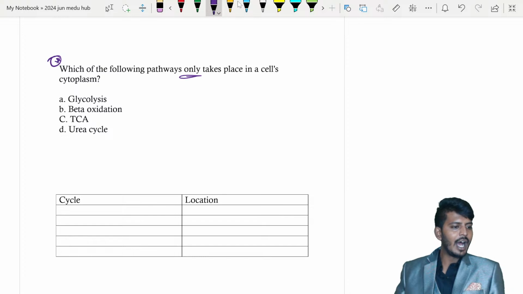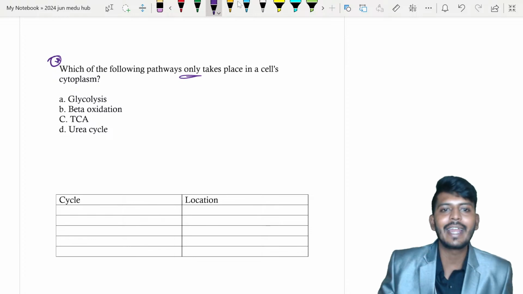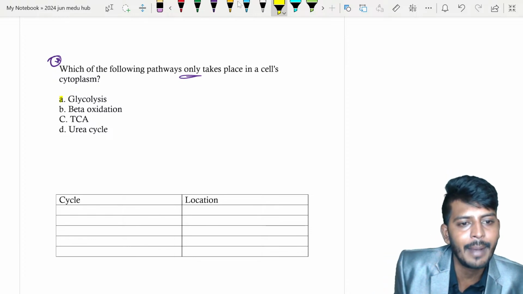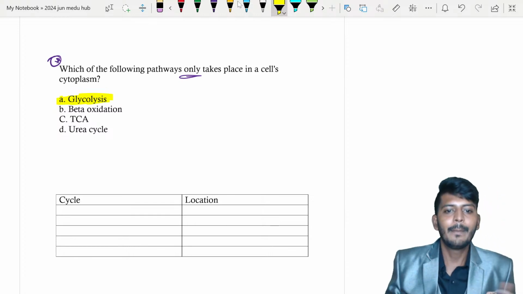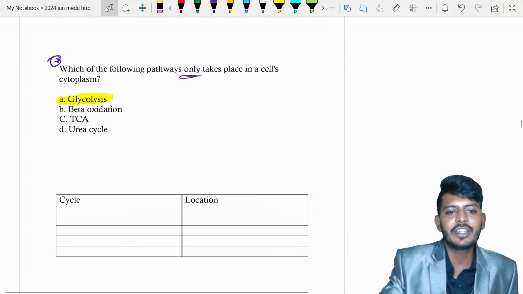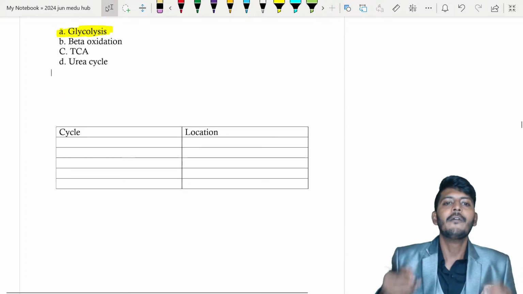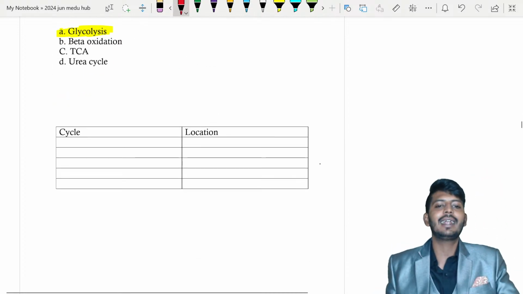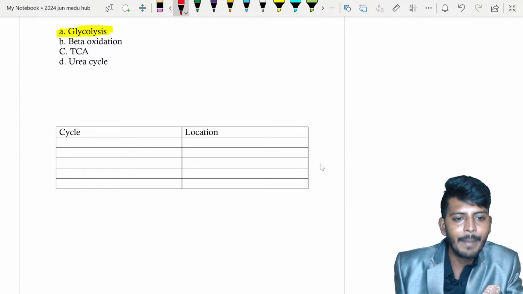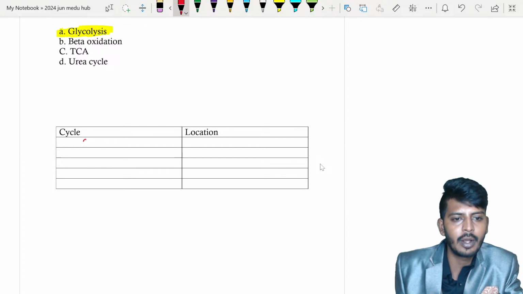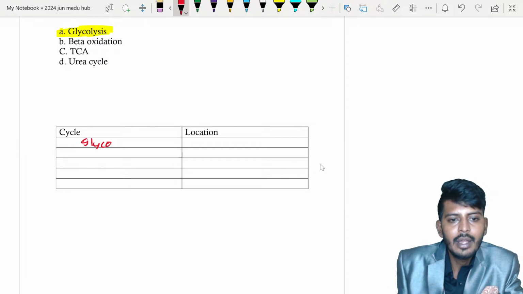All of you are absolutely correct, Pratyusha, Rinkesh, Anuj, Pooja, Krish. What is the reaction which takes place only in the cytoplasm? Glycolysis. But that won't be enough, we need to know one thing: all the cycles. First, glycolysis. So glycolysis happens only in the cytoplasm.